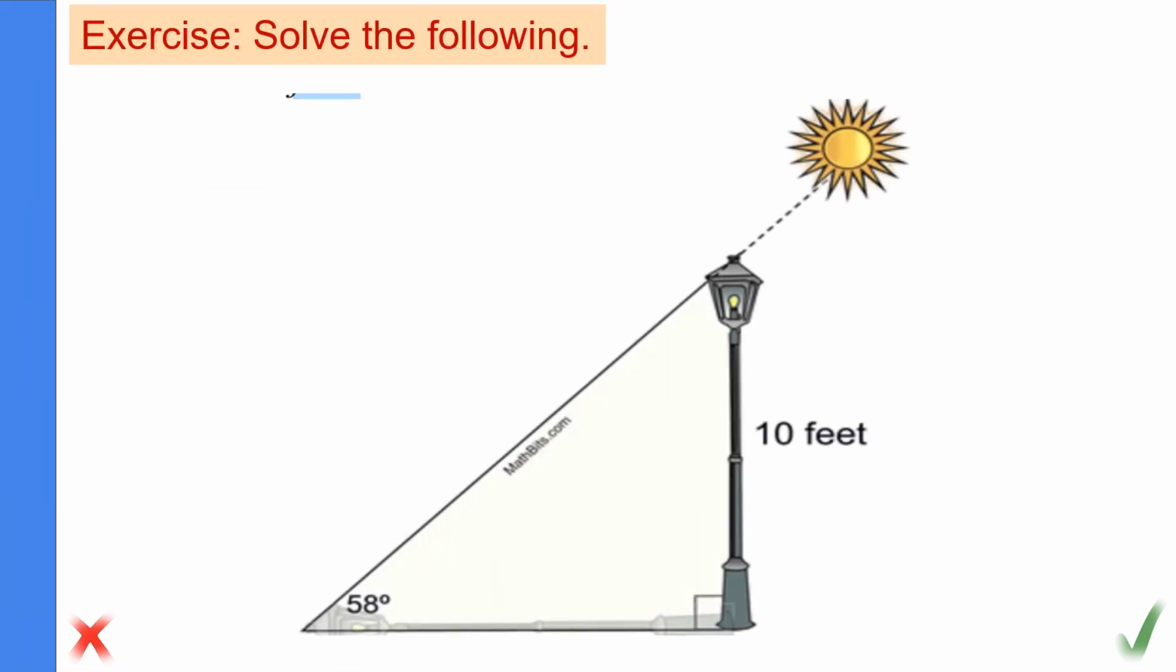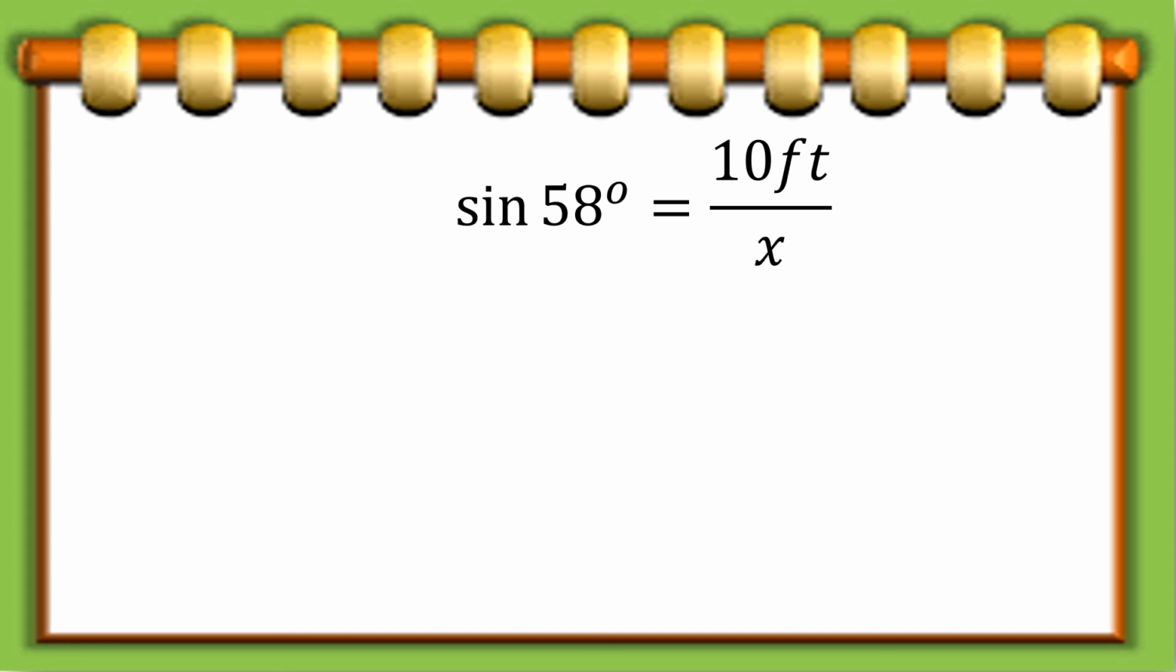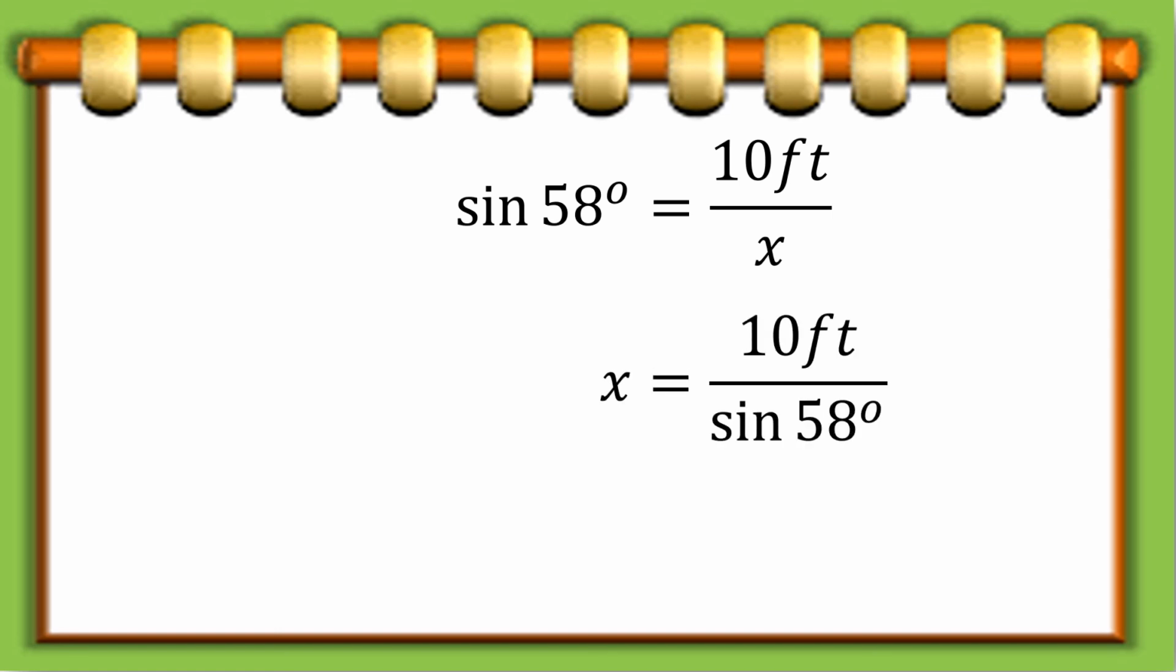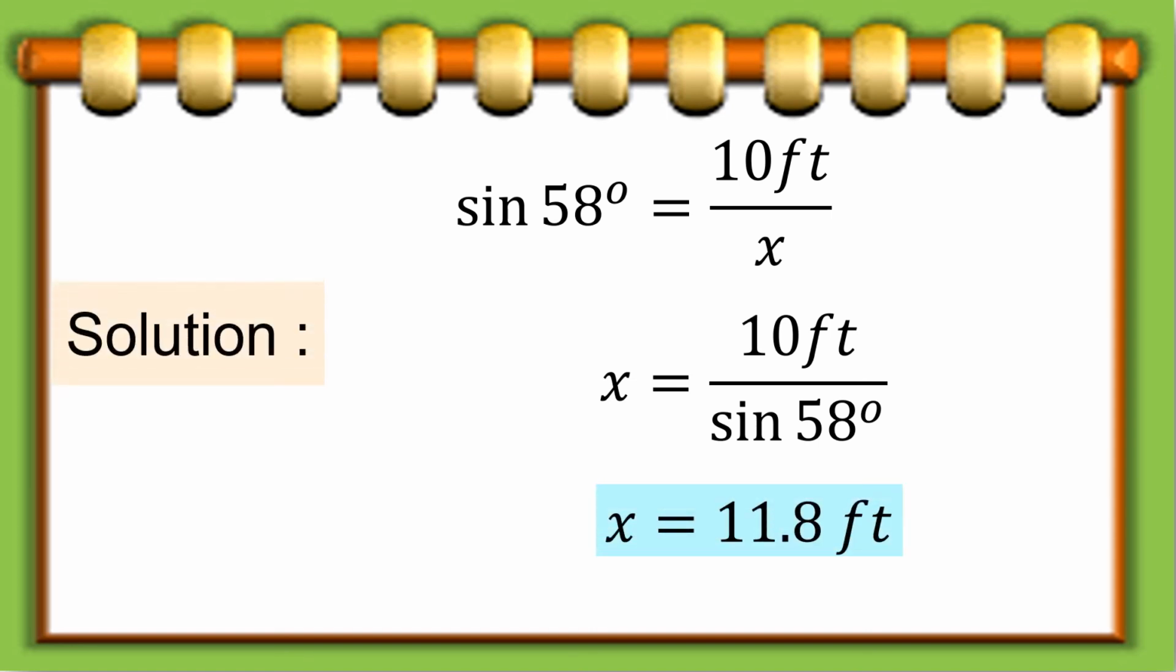Now, this is the other one. So solve the following. This is your exercise. So what is x? Okay, so in here we are going to use sine function. So sine 58 degrees is equal to 10 feet over x. So we get x is equal to 10 feet over sine 58 degrees. So x is equal to 11.8 feet. So that is the solution for your exercise.